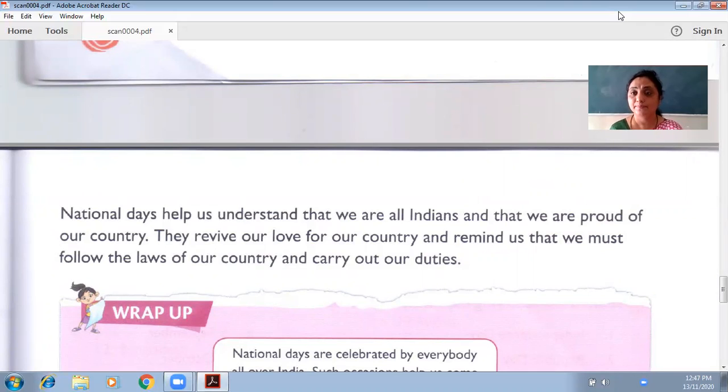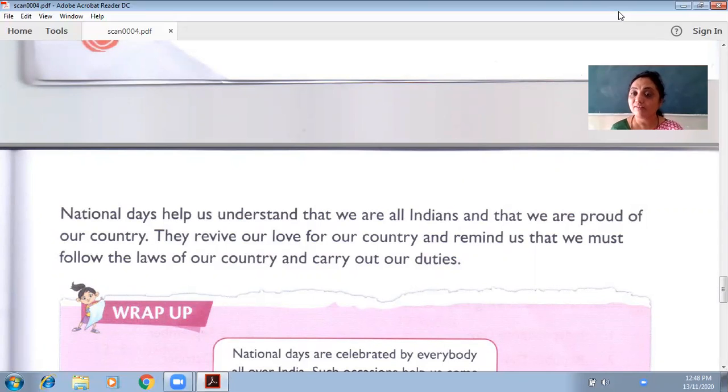So the national days help us understand who we are, and we say that we are proud to be Indian, right? The national days that we celebrate bring us together, and they say that all Indians are one. So that's why we celebrate the festivals together. They revive our love for our country and remind us that we must follow the laws of our country and carry out our duties, dear children.